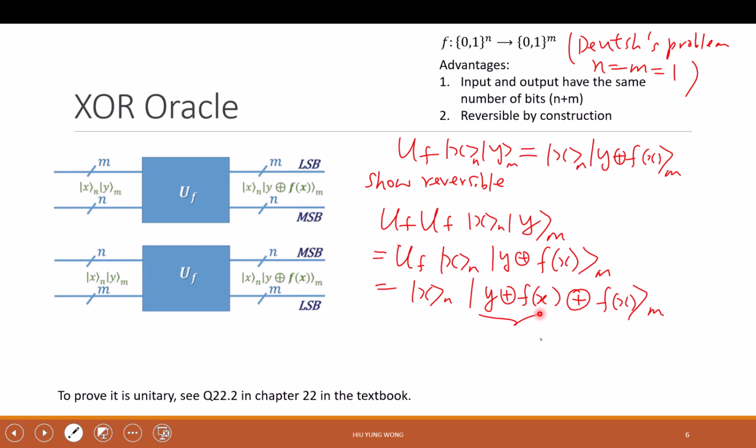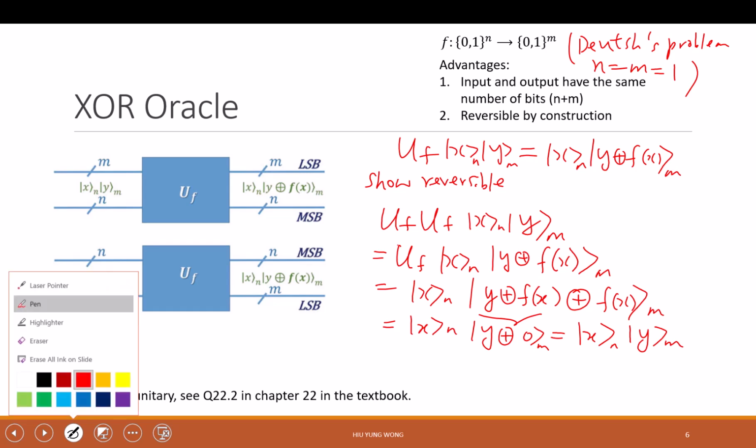Then what is this? Well, this is associative. F of x exclusive or f of x gives you what? Yourself exclusive or with yourself: 0 exclusive or 0, 1 exclusive or 1. What's that? 0. So this is always 0. So this one will give us x and y exclusive or 0, which is x and y. Correct?